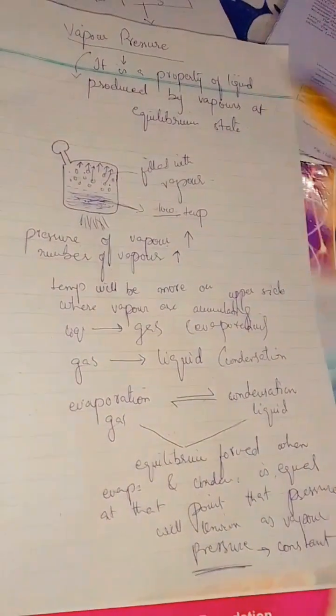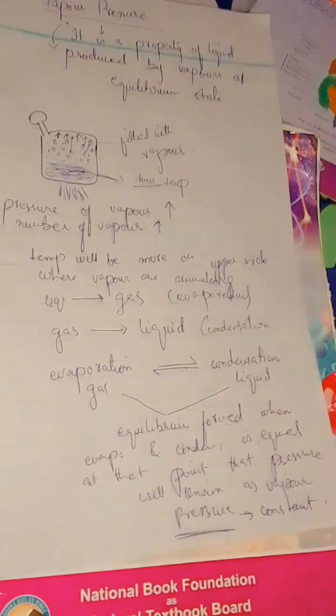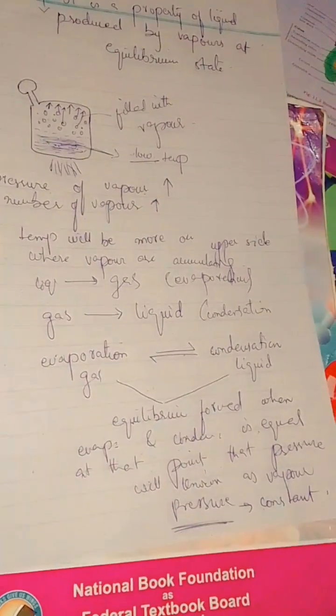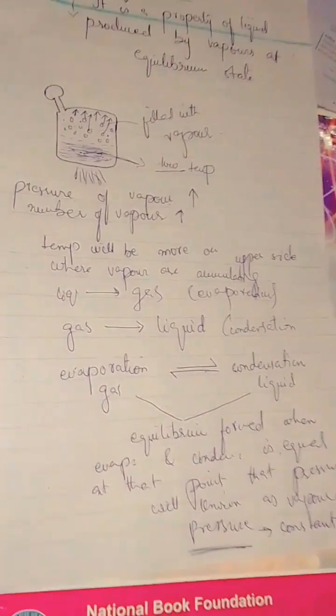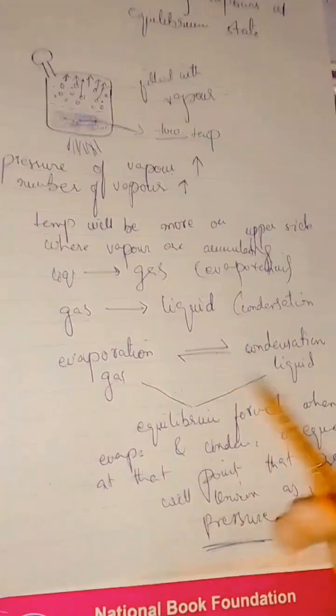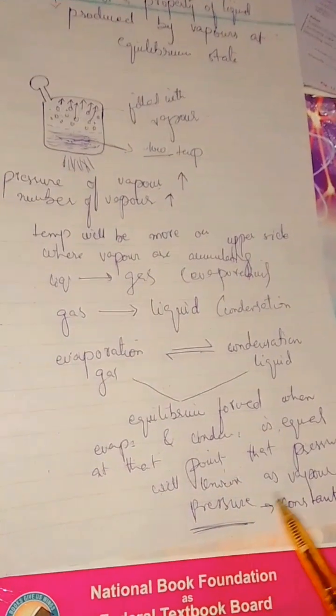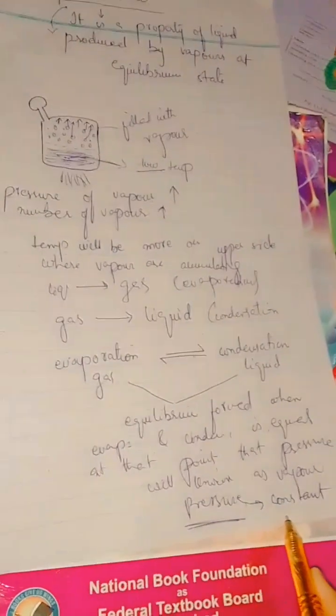So that was vapor pressure. At that point, when the evaporation and condensation are equal and the equilibrium is formed between them, that pressure is known as vapor pressure and that will be constant.